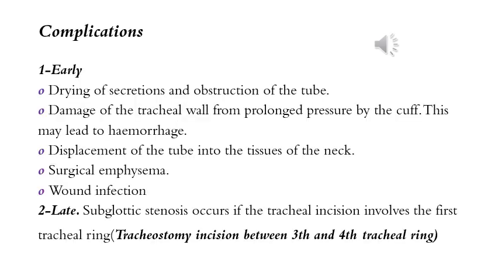Complication of tracheostomy. هنقسم الcomplication of tracheostomy الى early complication و late complication. بالearly complication في drying of secretion and obstruction of the tube. وهذا to avoid the drying of the secretion should be humidification of inspired air. Damage في tracheal wall from the prolonged pressure by cuff. This might lead to hemorrhage. Displacement of the tube into the tissue of the neck يؤدي لنا إلى surgical emphysema. The last one of the early complication, wound infection.